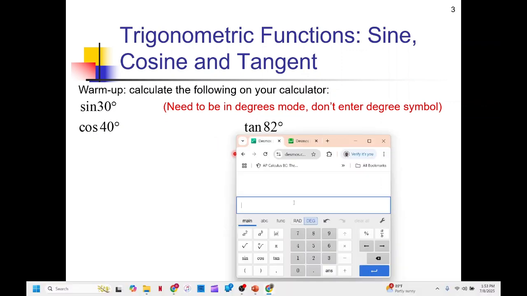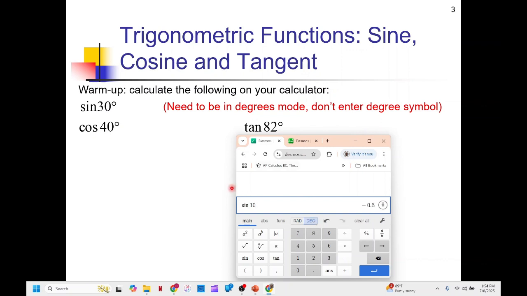So here we are in Desmos. Now notice it says DEG right here. This is how you switch back and forth between degrees and another mode called radians, which we'll get into in another lesson. It's just another way of expressing angles that looks different numerically. So if I'm in degrees and I do sine of 30, and I don't need the degree symbol, it comes out to 0.5. Now if I switch that to radians, I get some other completely different crazy decimal.